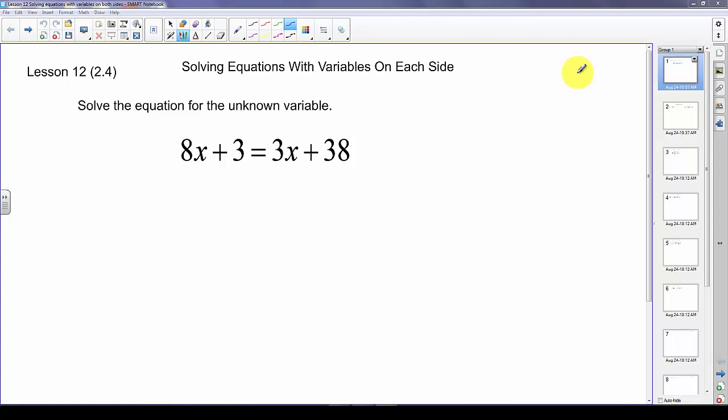In this next lesson, we discuss how to solve equations where we have variables on both sides of the equation. So before you see the equation 8x plus 3 is equal to 3x plus 38. And we still want to isolate the variable x. So that's step one. The goal is to isolate x.